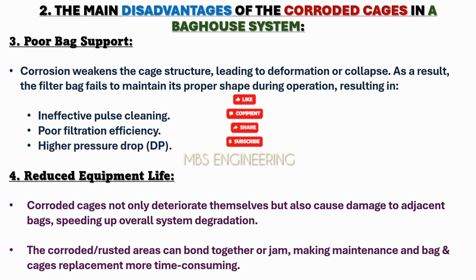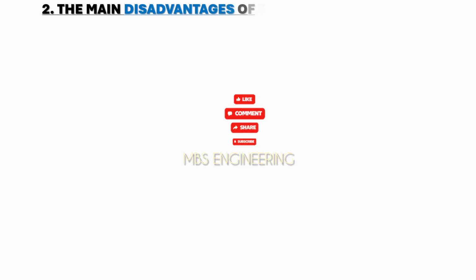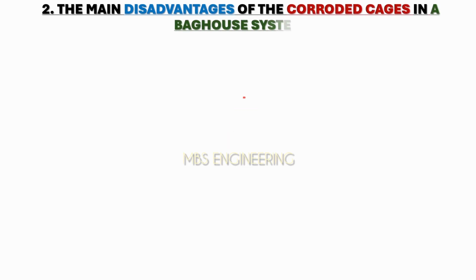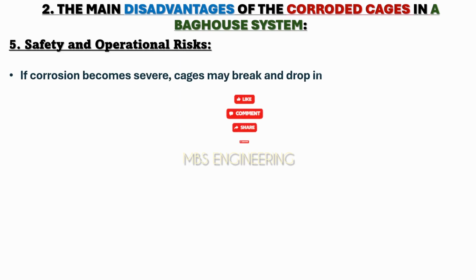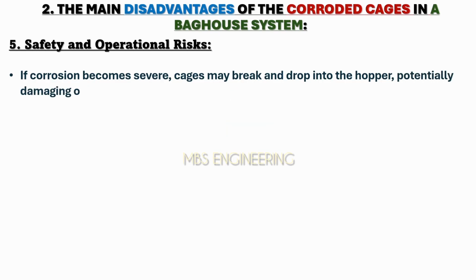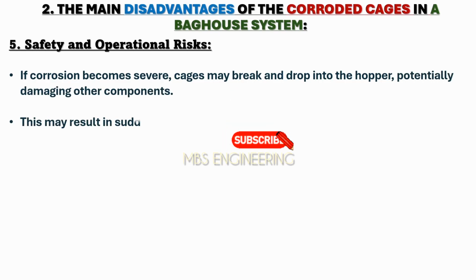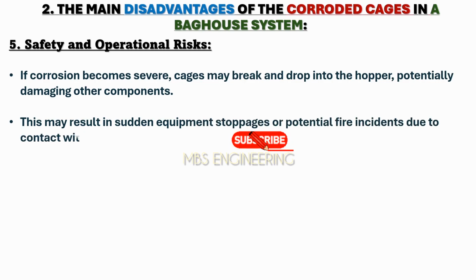Next, we will learn and understand the main disadvantages of corroded cages in a baghouse system. The fifth disadvantage is safety and operational risks. If corrosion becomes severe, cages may break and drop into the hopper, potentially damaging other components. This may result in sudden equipment stoppages, or potential fire incidents due to contact with hot or reactive particles.